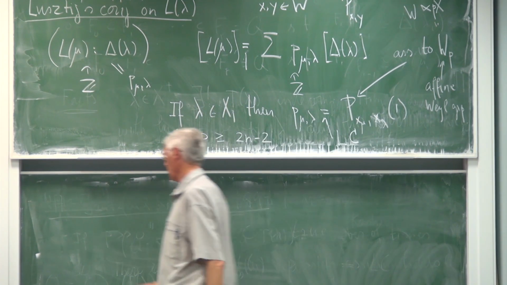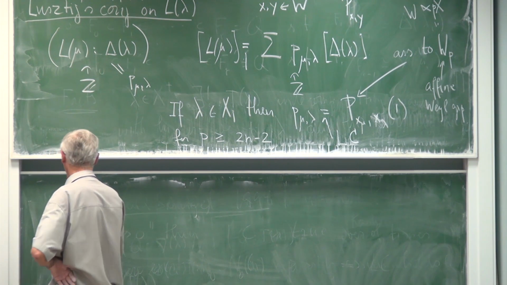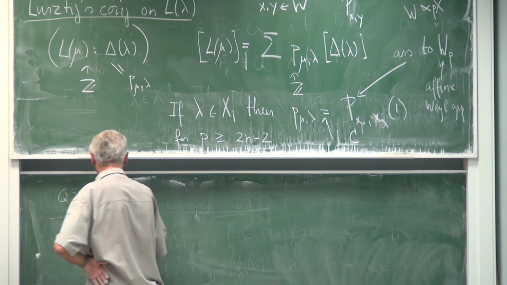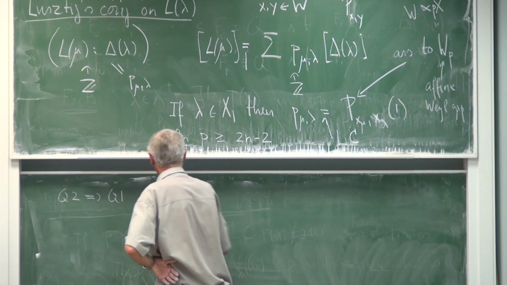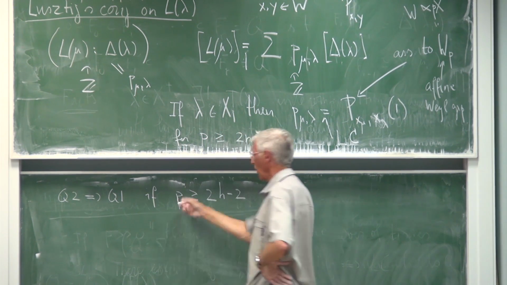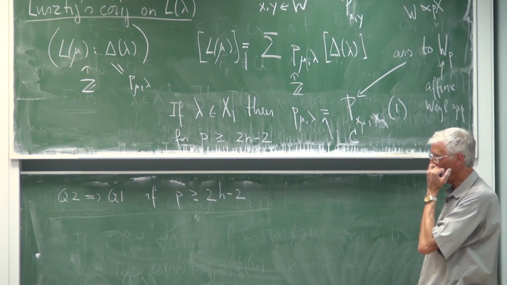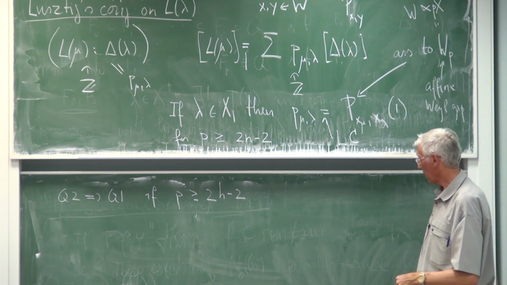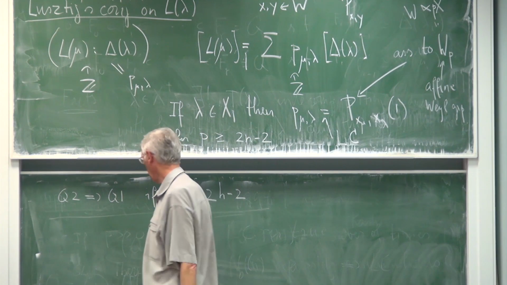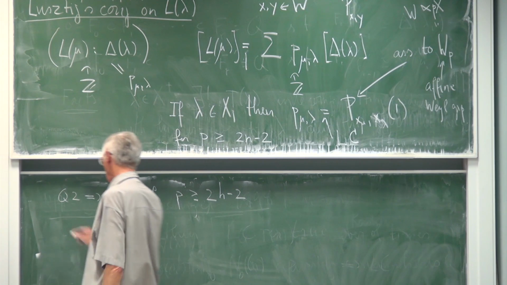So I did make an observation already several years ago now that Q2 implies Q1 if, so again there's a sort of a problem with small primes, if p is bigger than 2h minus 2, then this is a fact. And it's quite an easy observation, actually, once you know a few things about tilting modules.